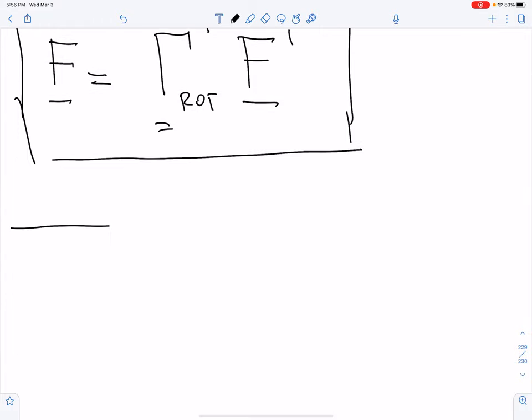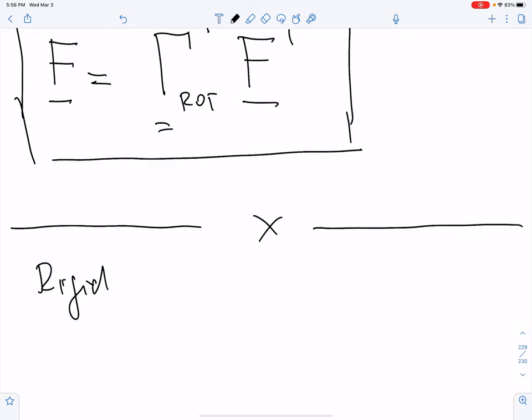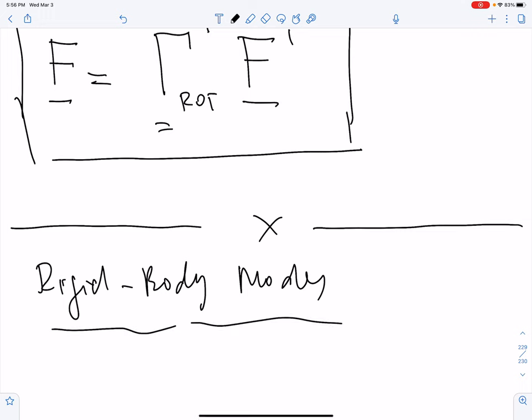Let me stop here. In the next lecture, we're going to continue with rigid body modes. This is where the discussion becomes very interesting.